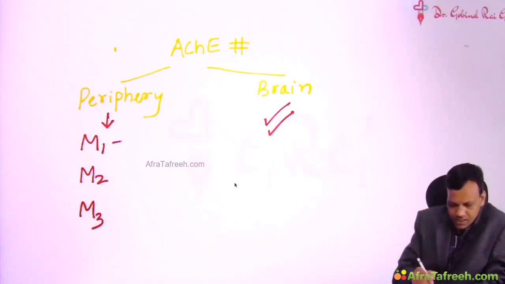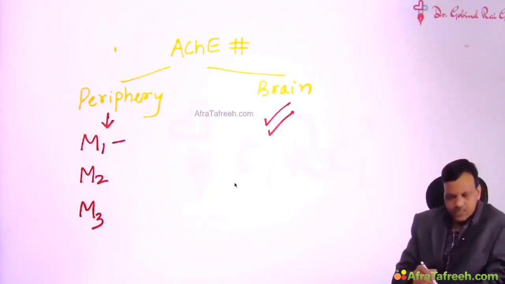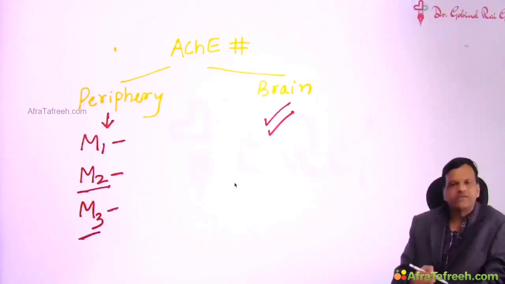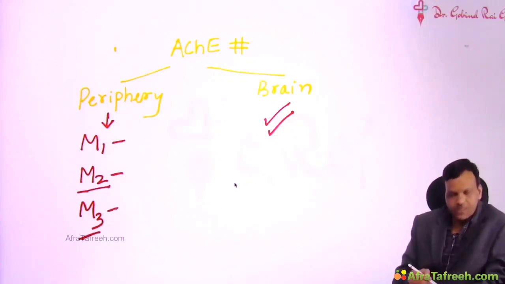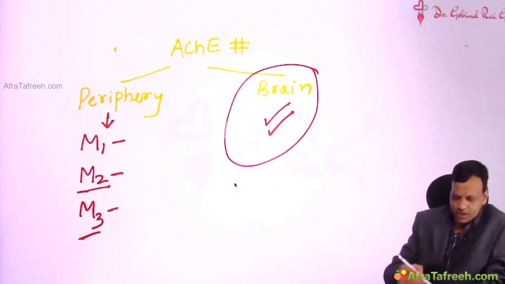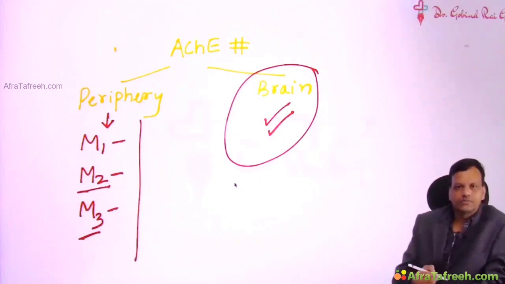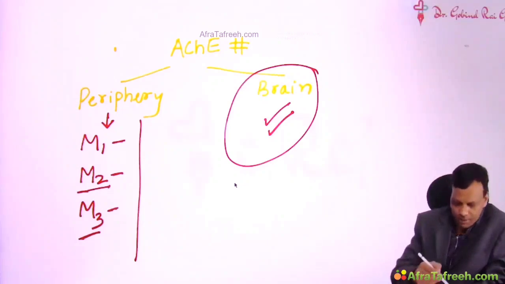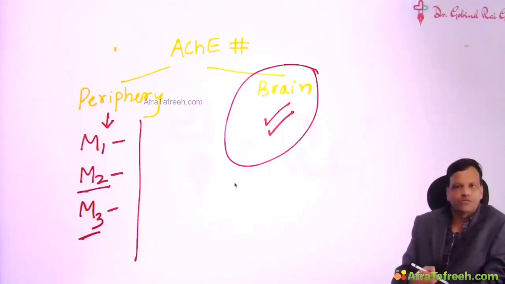Remember, M1 is present in the stomach. So physostigmine will stimulate M1, which will lead to acidity. It will stimulate M2, which will lead to bradycardia. It will stimulate M3 in the GIT, which will lead to diarrhea. It will stimulate M3 in the bladder, which will lead to urine outflow. So physostigmine will improve the memory, but the person will use all the memory in the toilet. There will be no use of such a memory. So although physostigmine is effective in Alzheimer's disease, because of peripheral side effects, we do not use it.